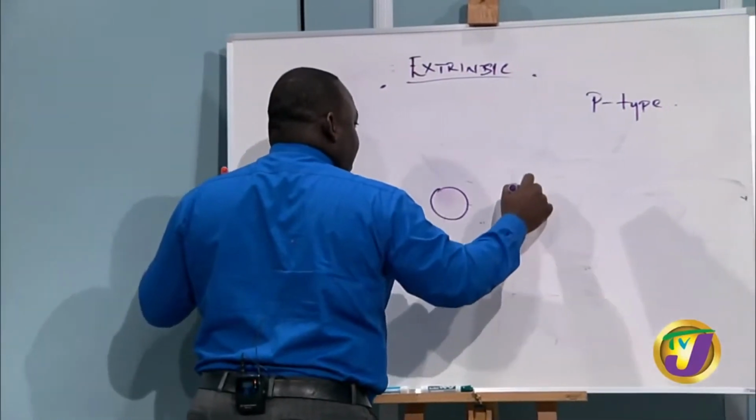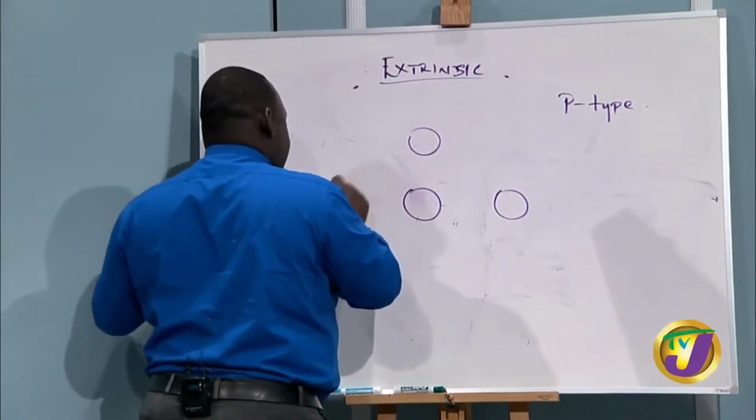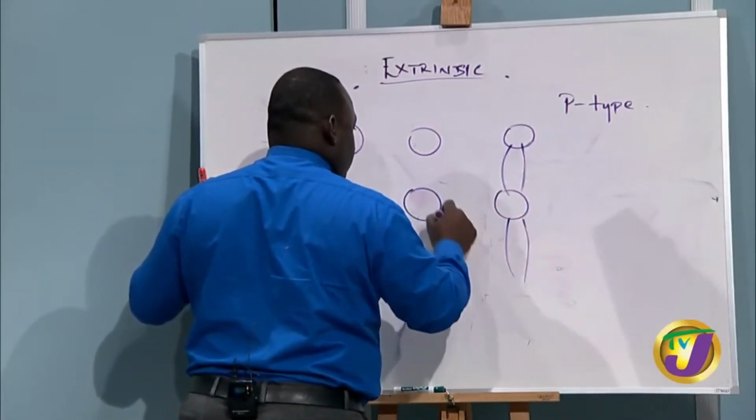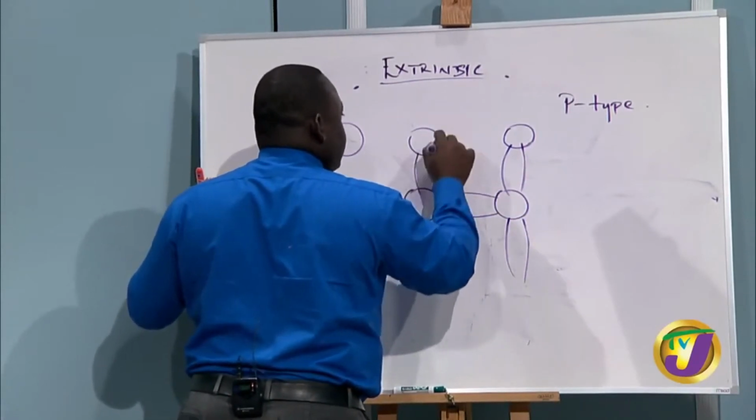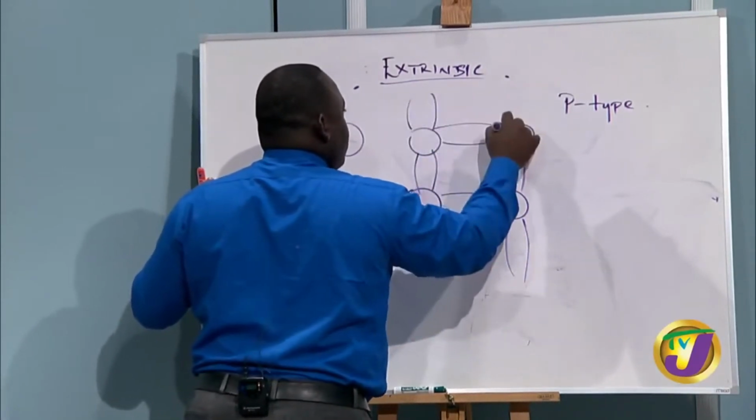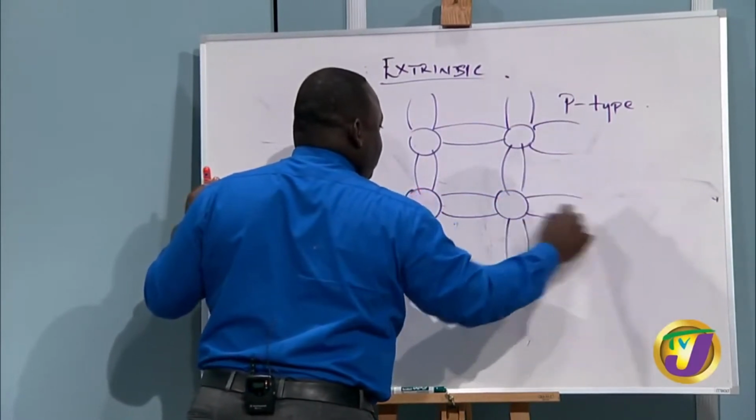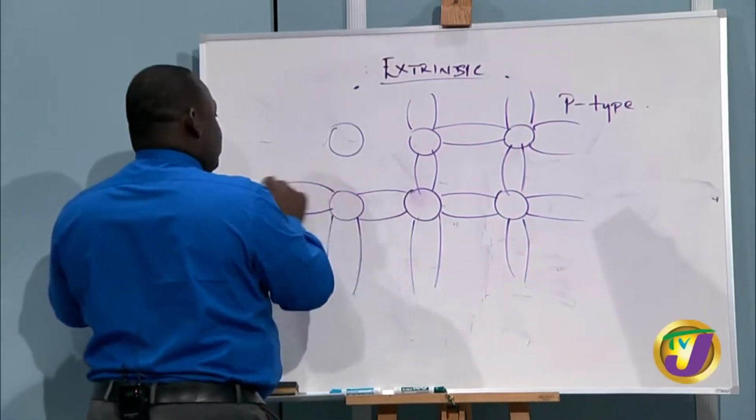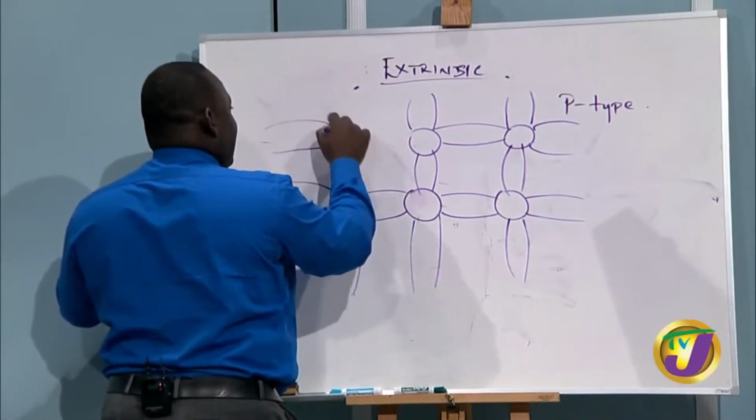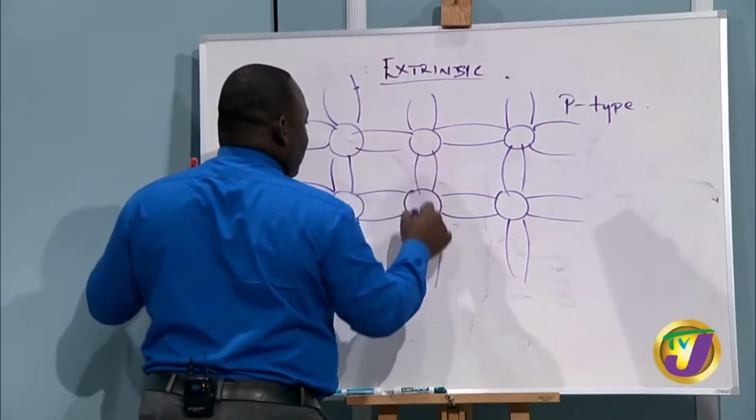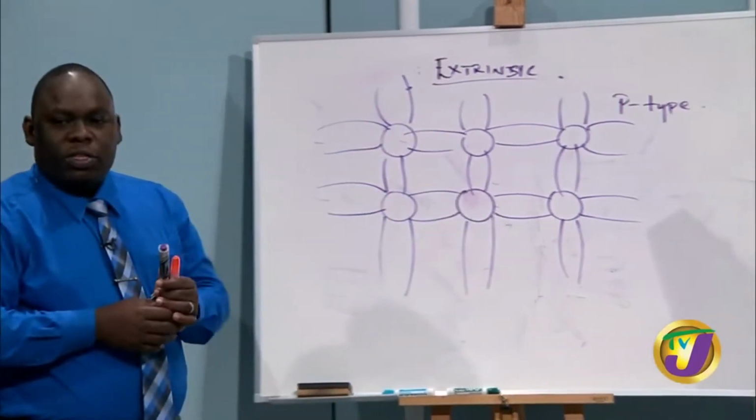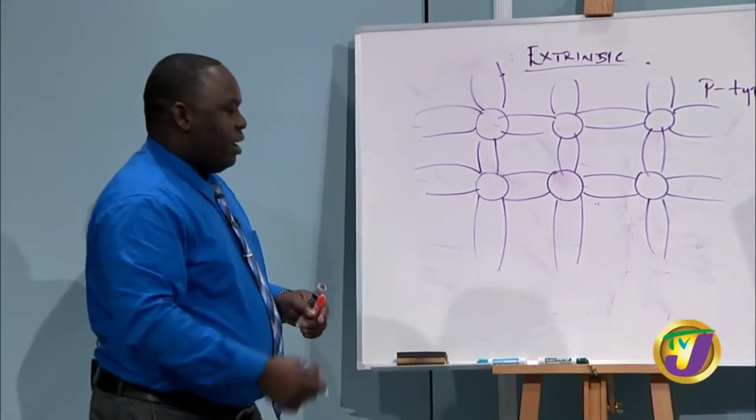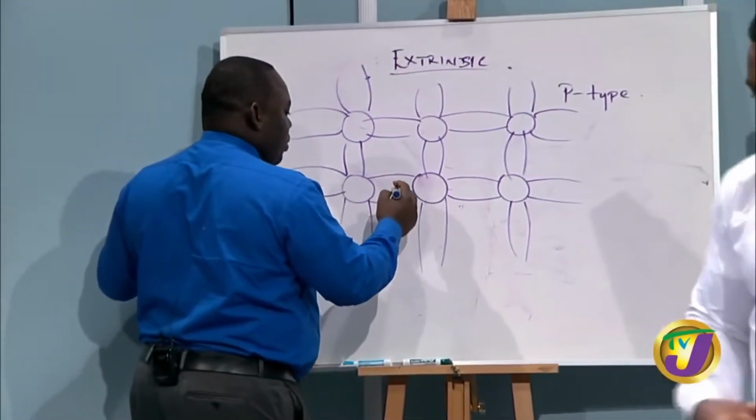Now, as we mentioned earlier, we have our crystal lattice structure, and we also have the covalent bonds being formed, which is the sharing of electrons. Now, in order for us to actually benefit from the P-type, remember, we're going to be doping with a group 3 element. An example of a group 3 element is boron.